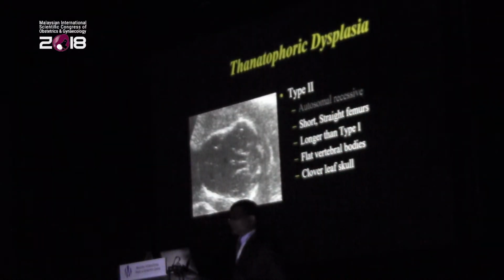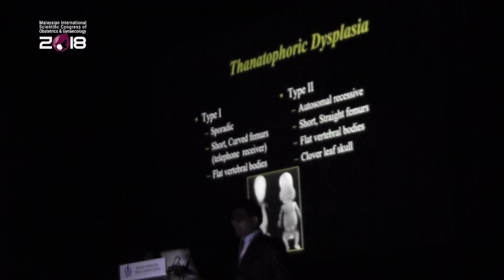Now, type 2 is associated with a somewhat straighter femur compared to type 1. In addition to that, they have a significant change in the shape of the skull, often referred to as the clover leaf skull. This is a postnatal examination, or X-ray, of type 1 and type 2, and you can see quite clearly the telephone receiver appearance in type 1 compared to the straight bones in type 2.